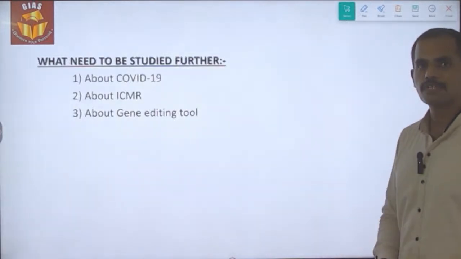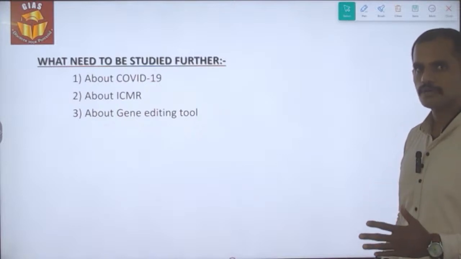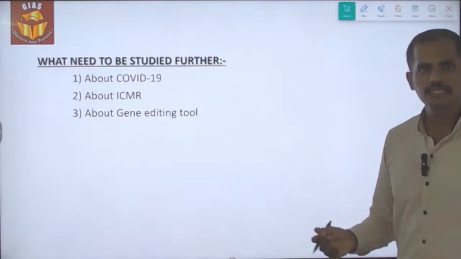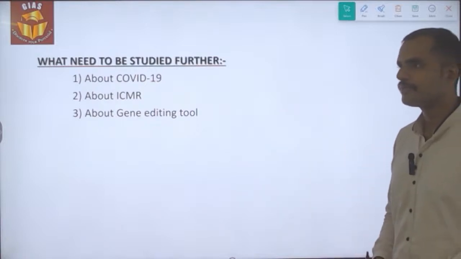What needs to be studied further is that we should be aware of what COVID-19 is, how it was formed, and what vaccines have been introduced to overcome COVID-19. These are all the things which we need to be aware of.